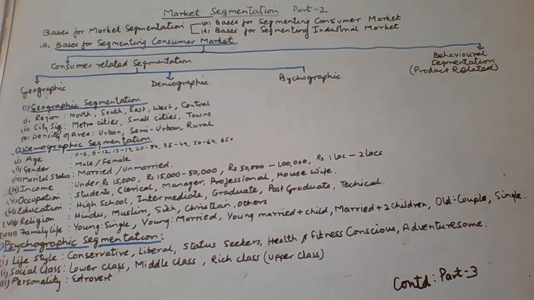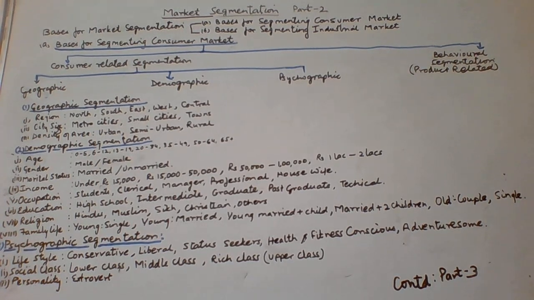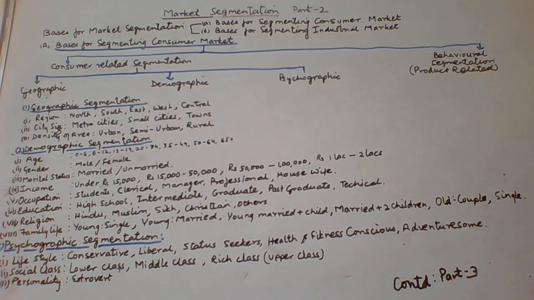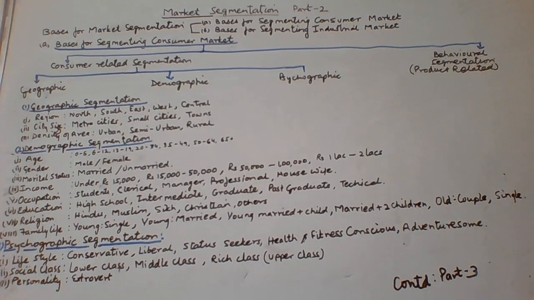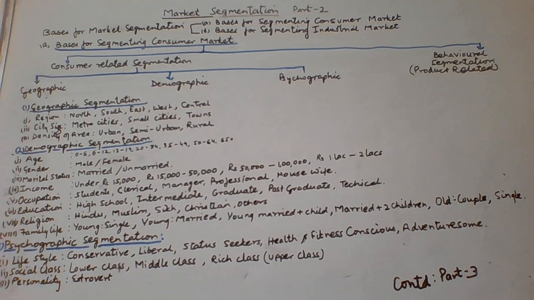That is, the consumer market, and there is a basis for segmenting the industrial market. So in this section I will discuss the basis for segmenting the consumer market, and this will be followed by part 3, the concluding video of market segmentation, in which I will discuss behavioral segmentation, that is the product-related segmentation, and the basis for segmenting the industrial market. Now coming back, let's start with the basis for segmenting the consumer market.